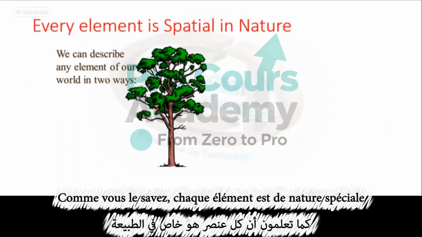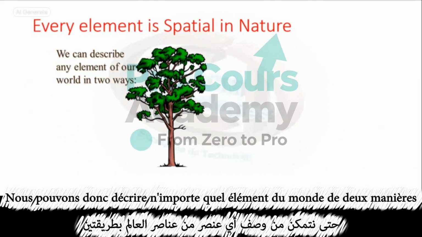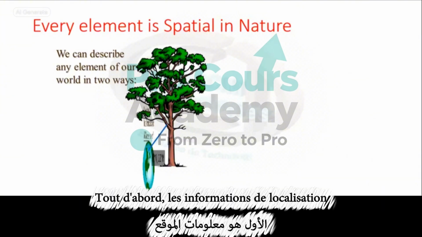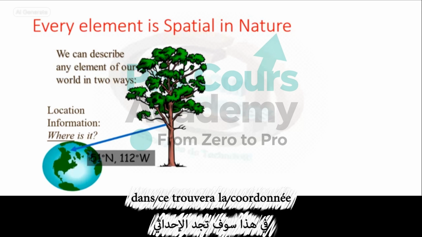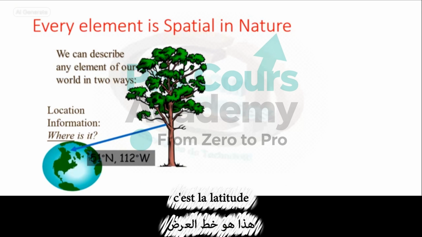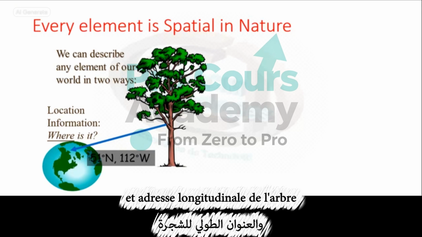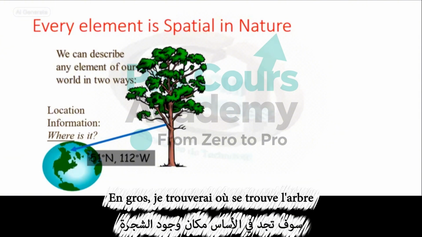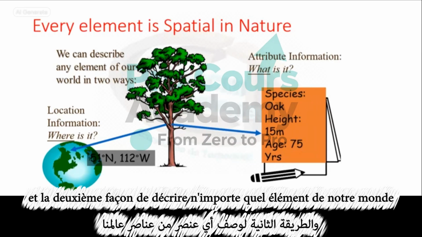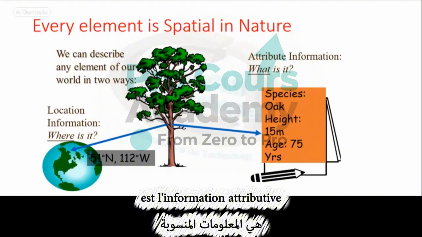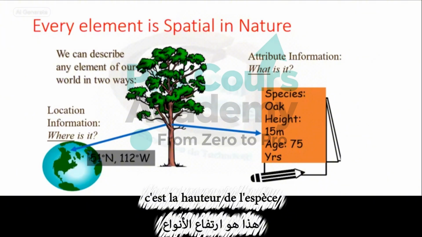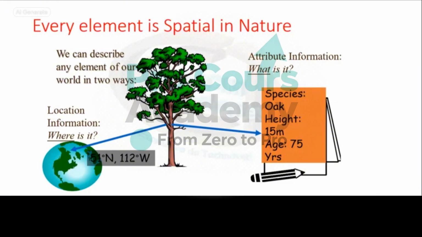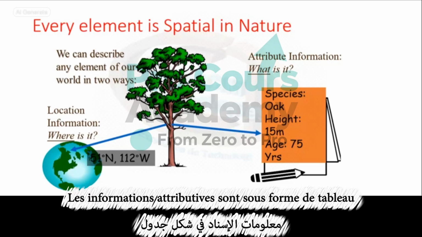As you know, every element is spatial in nature. So we can describe any element of the world in two ways. First is locational information. In this we find the coordinates, that is the latitude and longitude address of the tree. Basically, we find where the tree is located. And the second way to describe any element of our world is the attributional information, that is the species, height, and age of the tree. The attributional information is in tabular form.